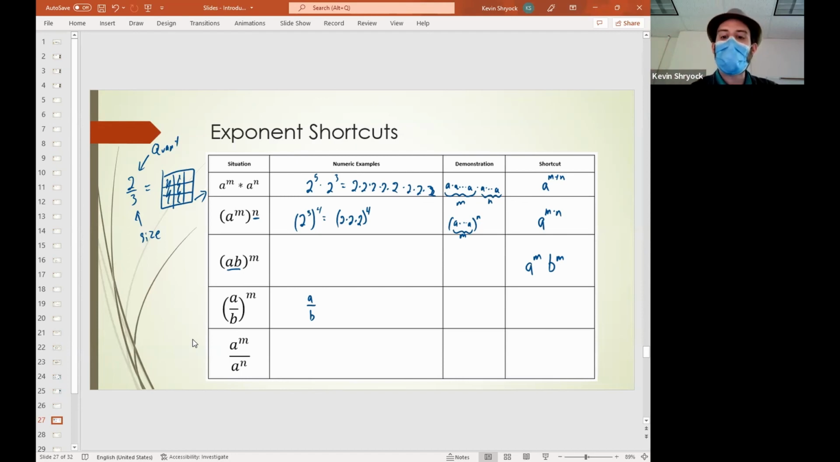So let's imagine if I have A repeated over and over and over again on the numerator, M total times, how many A's will I have on the numerator?